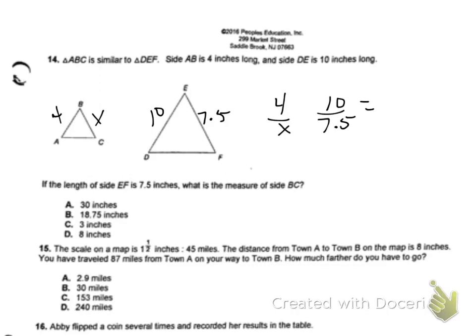So that would work as well. All right, so let's see. 7.5 times 4, 30 divided by 10, 3. Just move that decimal, so the answer is C.